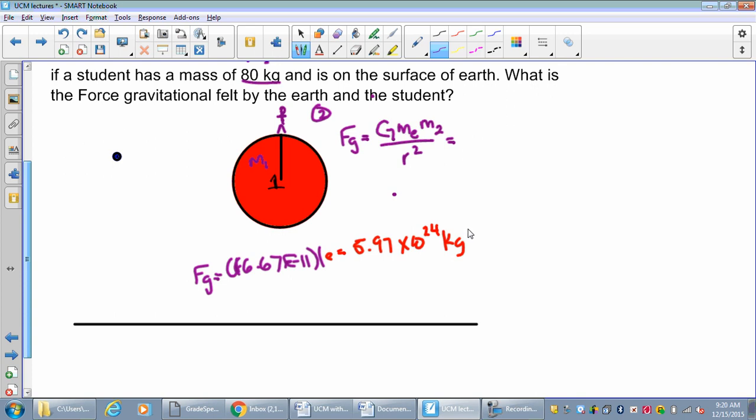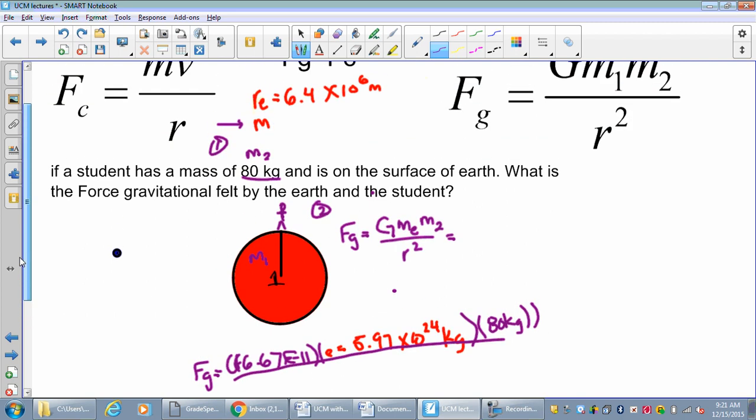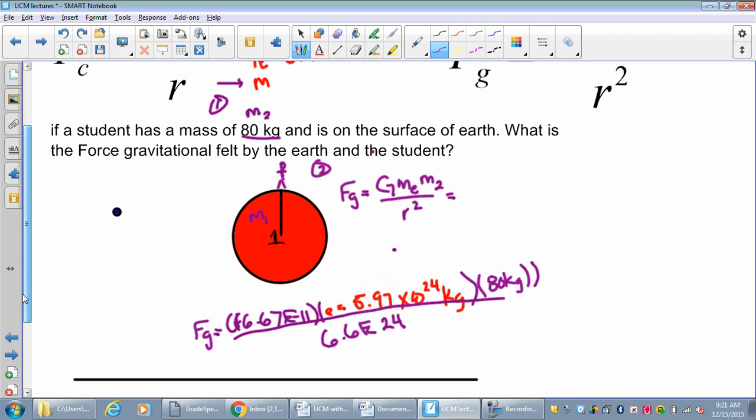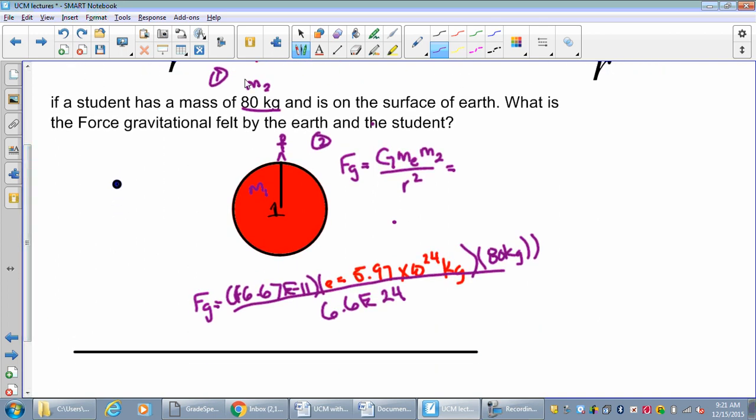Okay. Let's see. And then we're going to multiply the mass of the student, which is just 80 kilograms. It's a lot easier for that part. And then divide by, remember, double parentheses this, otherwise it's not going to work too well. And the radius of the Earth was 6.4 times 10 to the 6. And remember how we put that in the calculator, right? That's going to be 6.6 E 24, right? That's the power of 24. Oh, no, not 24.